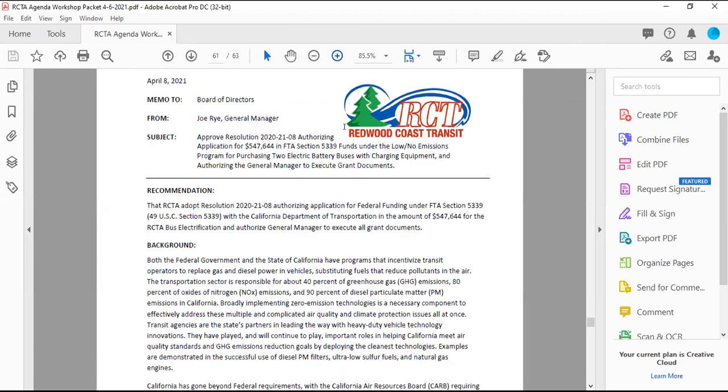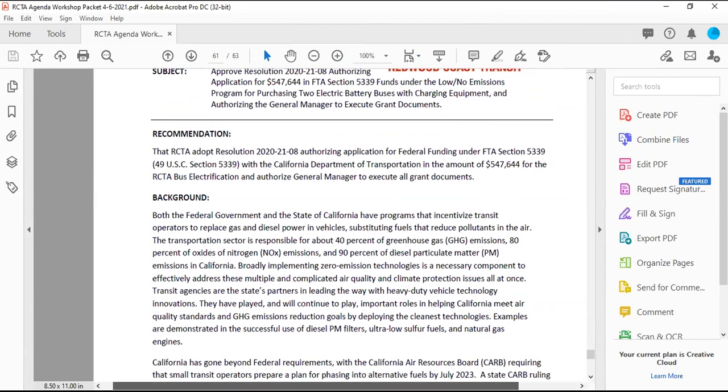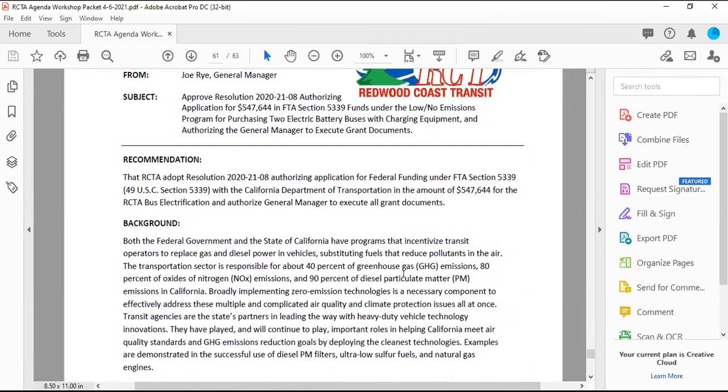Yeah, the low or no emission program, 5339. I won't go over every point. It has offered a year of simply funding only electric vehicles, with no or low impact on the pollution in the air. So we're going for it. We're applying for two vehicles under that, and that is what we're shooting for here.